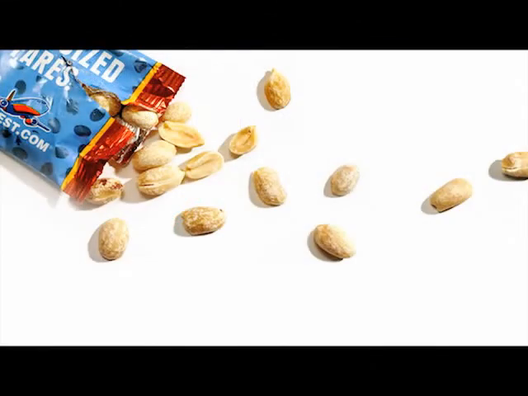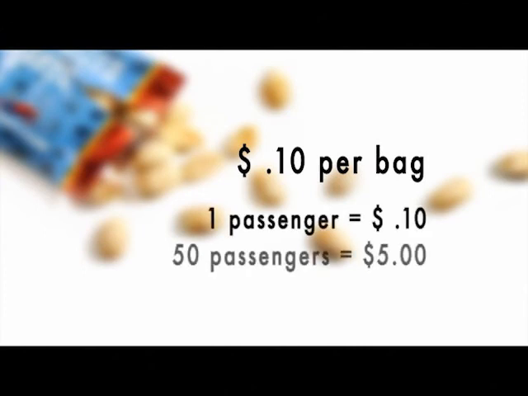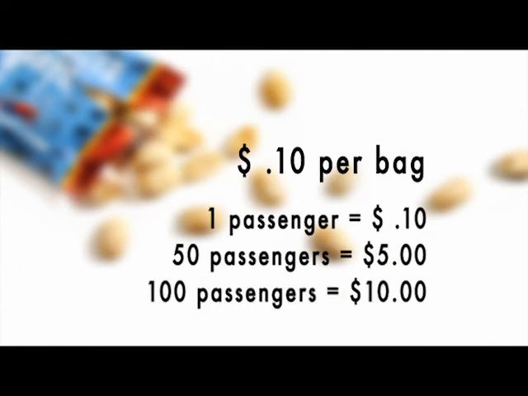So, for example, if an airline paid 10 cents a bag for peanuts and a flight had 1 passenger, the cost for peanuts would be 10 cents. If there were 50 passengers, the cost would be $5. And if there were 100 passengers, it would be $10.